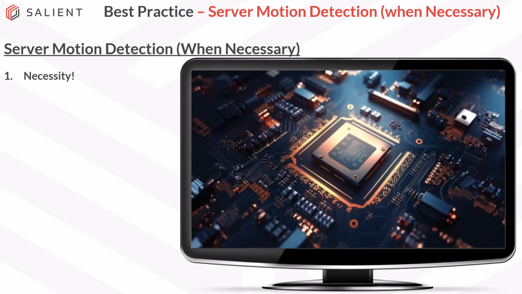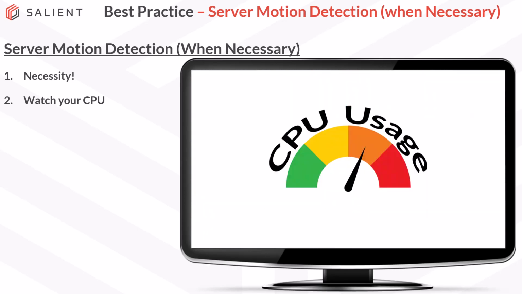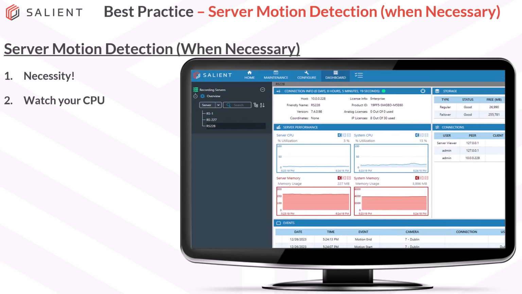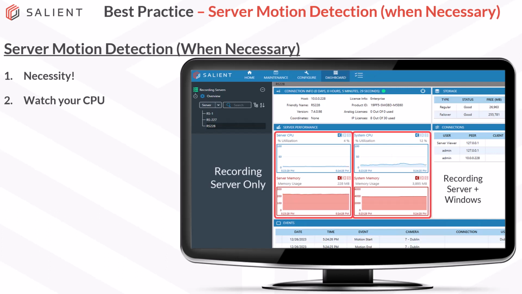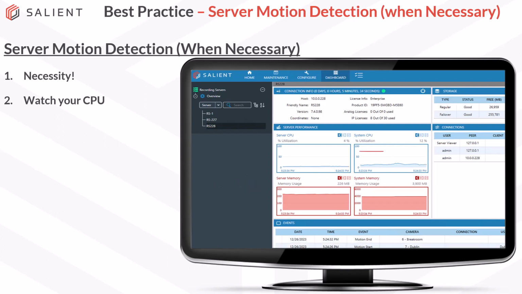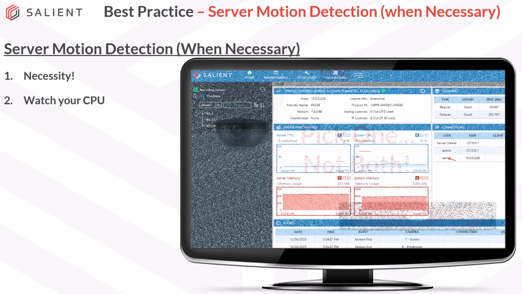Number 2 on the list is a big one, and that is watch your CPU. In CompleteView, you want to keep your CPU usage at 75% and below. You can view your processor usage in the recording server dashboard. The graphs on there will show you your CompleteView recording server processor usage on the left and the total processor usage by everything running on your server to the right. You must keep that system CPU usage below 75% to ensure the smooth operation and performance of CompleteView.